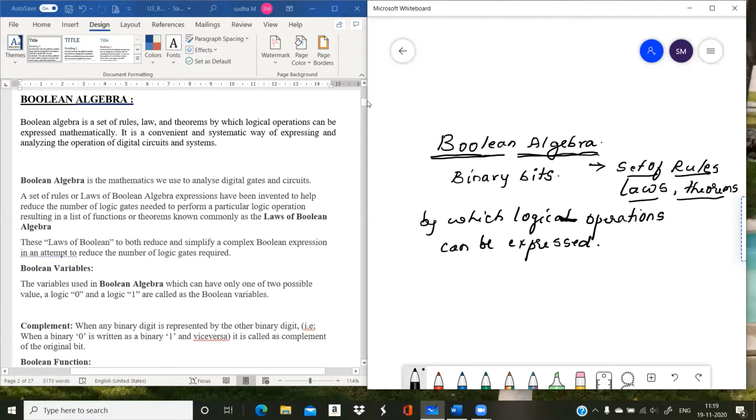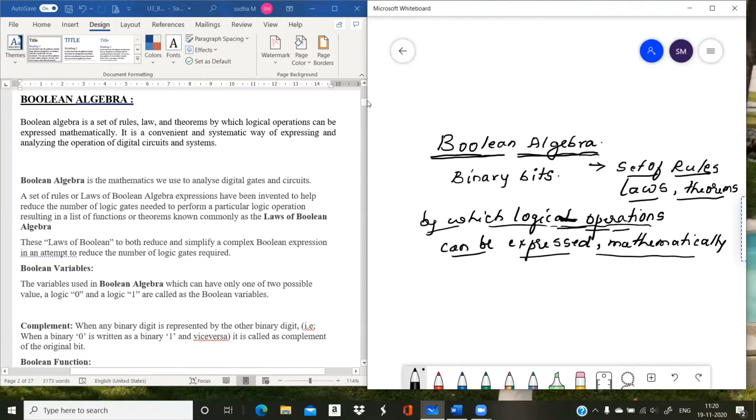As this is an algebra, while representing these logical operations, definitely it has to be represented mathematically. Okay. So to define what Boolean algebra is, it is a set of rules, laws and theorems by which logical operations can be expressed mathematically. Now, what is this logical operation?